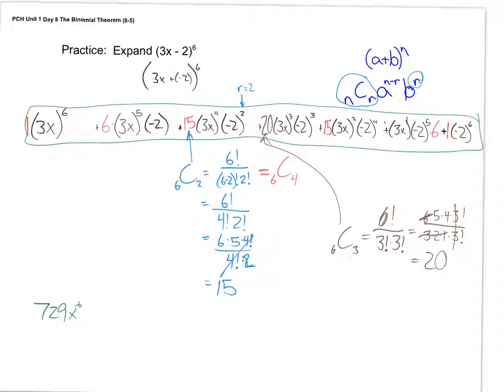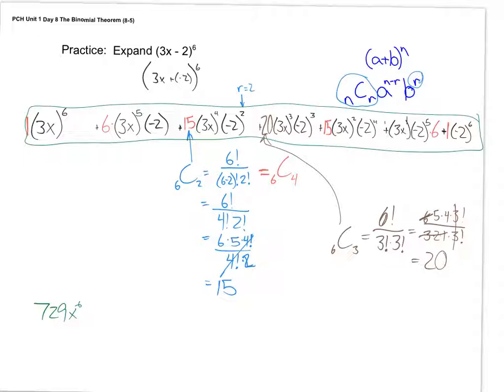And now, notice here we have this negative. We have a negative to the first power, then a negative to the second power, then a negative to the third power, then a negative to the fourth power. What's going to happen to our terms?